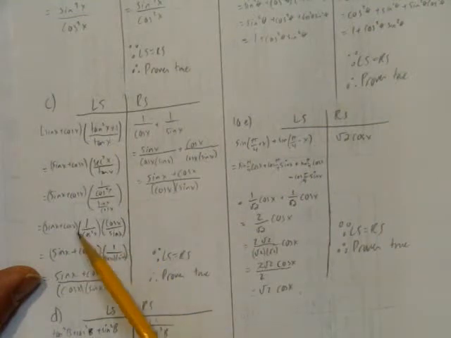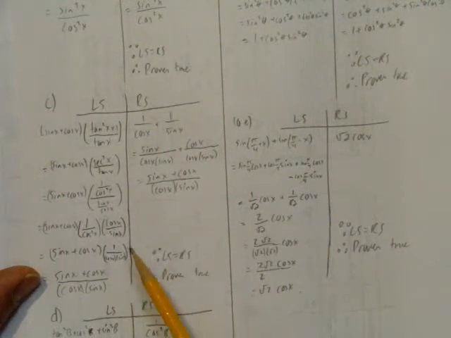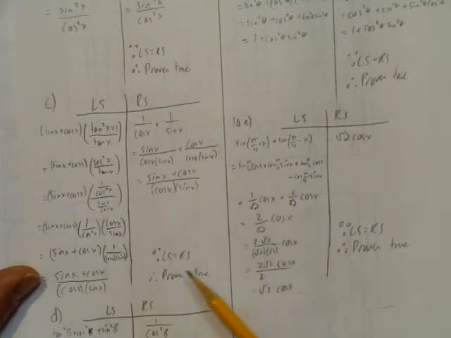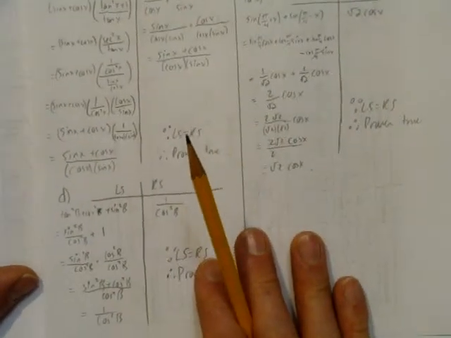What I got was the sin x plus cos x stays, but I can cancel a cos x here with a cos x here. This is cos squared, so there'll be just one cos x left on the bottom times sin x, which is perfect because on the top I have sin x plus cos x times 1, which is just sin x plus cos x. And on the bottom I have cos x times sin x, which is my right-hand side. So once again, since the left-hand side equals the right-hand side, I've proven it true.